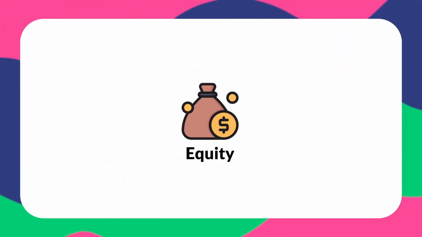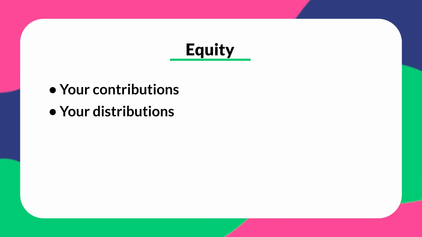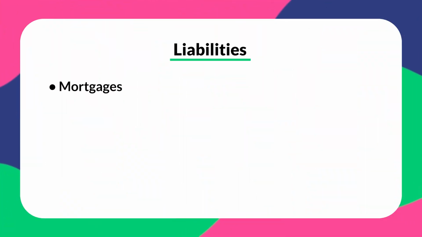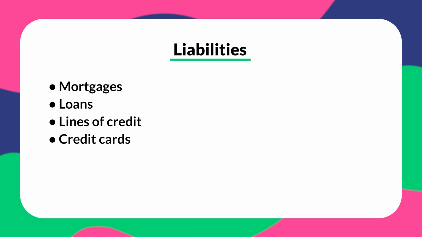Fourth, we have our equity accounts. Equity accounts essentially include two things: your contributions and your distributions, or in other words, what you put into the business and what you take out. Expenses paid with cash are also included here as they count as an owner contribution. Fifth is our liability accounts. These liability accounts include several types of accounts such as mortgages, loans, lines of credit, credit cards, security deposits.